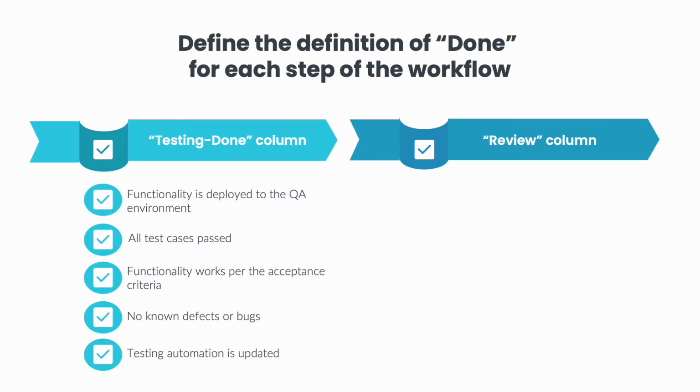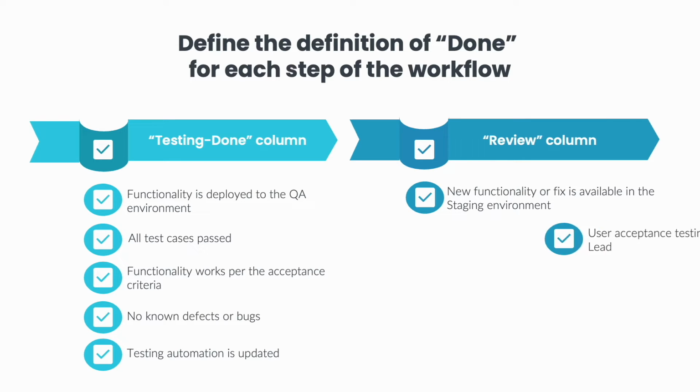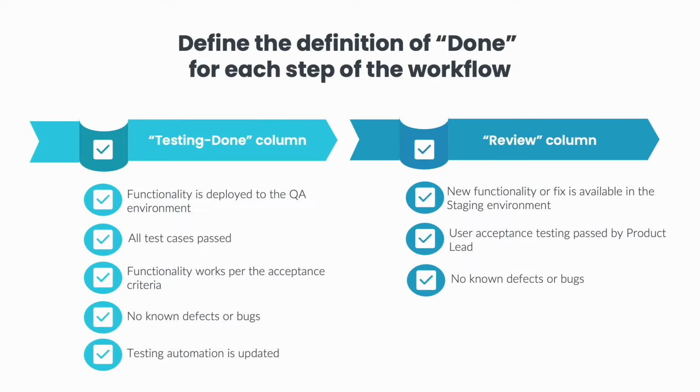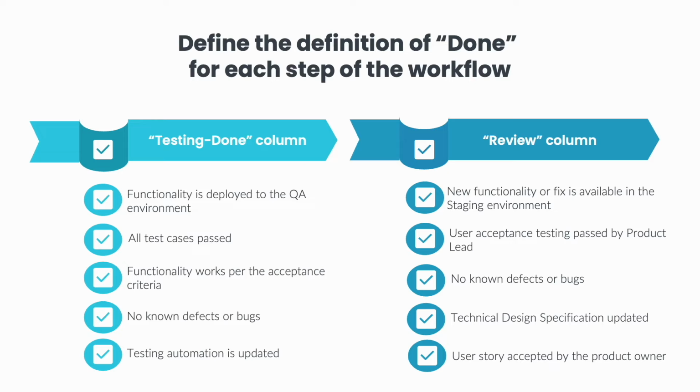For the review column, keep in mind that our product lead will be performing a high-level smoke test for any cards in this column. In order for any cards to be moved to our last done column in our Kanban board, the following criteria need to be met. New functionality or fix is available in the staging environment. The user acceptance testing was successfully completed by our product lead. No defects are found, or if they are found, they are in an acceptable state by our product lead. Technical design specification updated. User story accepted by the product owner. These represent our done rules for our main columns.